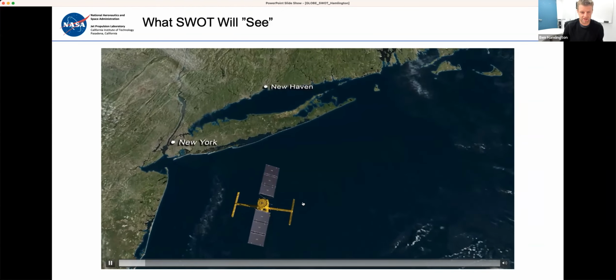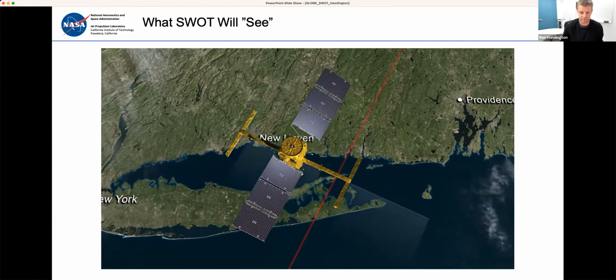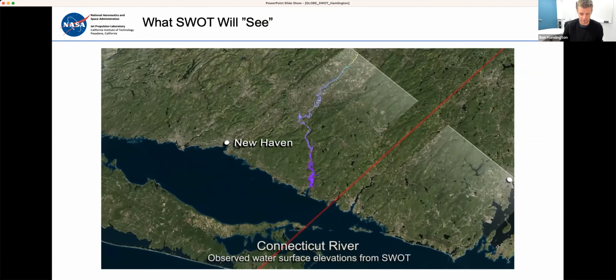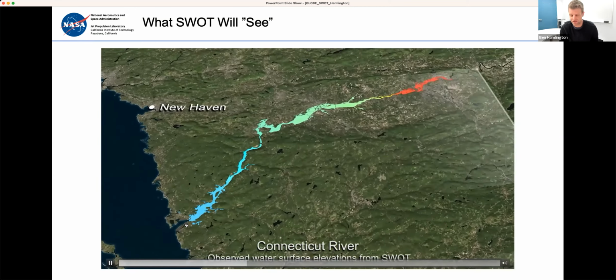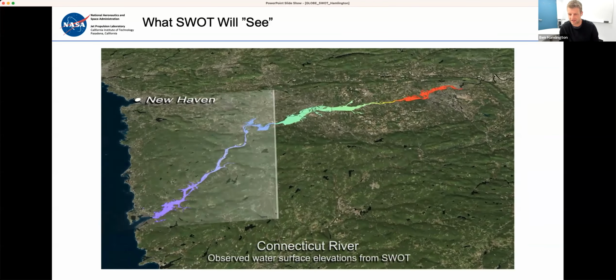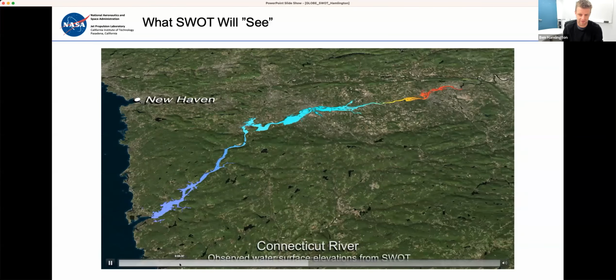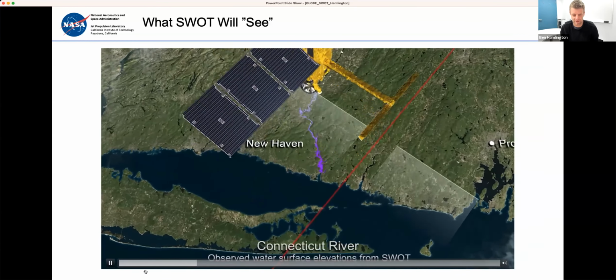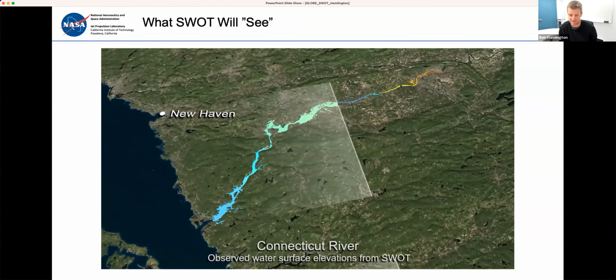So another animation here about what SWOT will see. This is flying over the Connecticut River in the Northeast US. And this is what SWOT will look like over time. These colors actually represent height of the water. So this is for a flood event. If I step back here a little bit, so you can see upstream, I'll pause it in a second, but upstream of the river, you can see that some flooding has occurred.